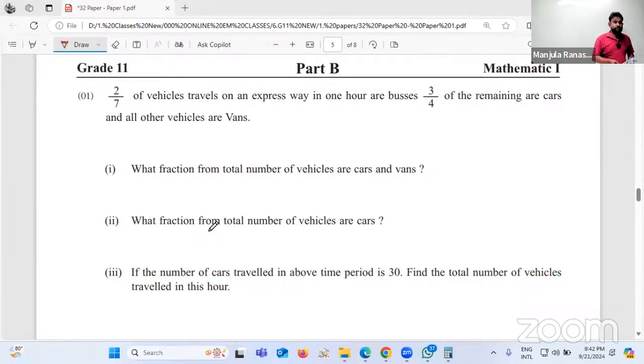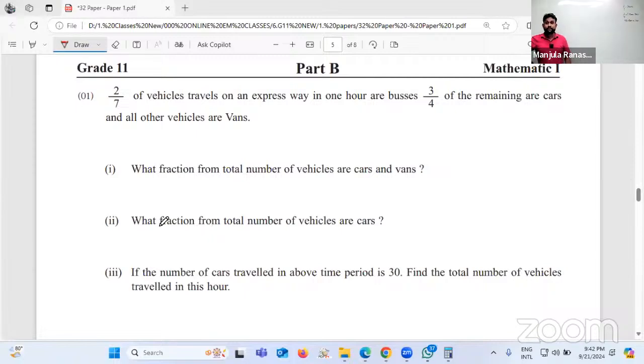Let's discuss the 5 questions. 2/7 of the vehicles that travel on an expressway in 1 hour are buses. So 2/7 are buses. Then 3/4 of the remaining are cars, and all other vehicles are vans. So that is the concept given.